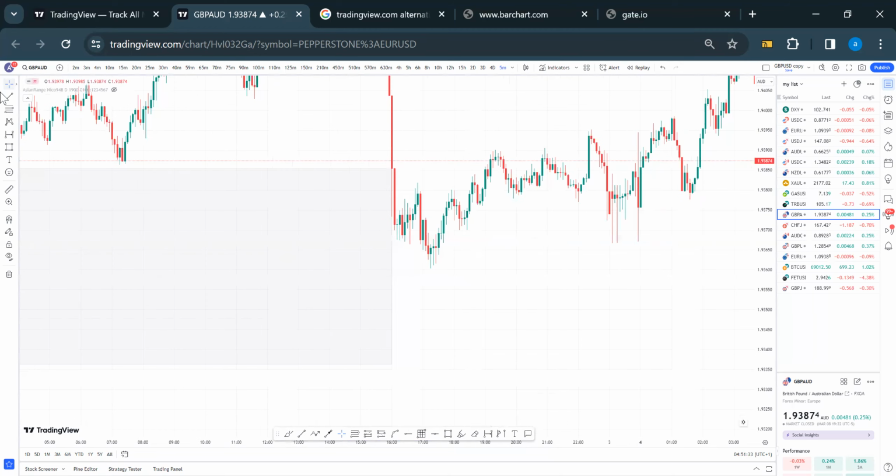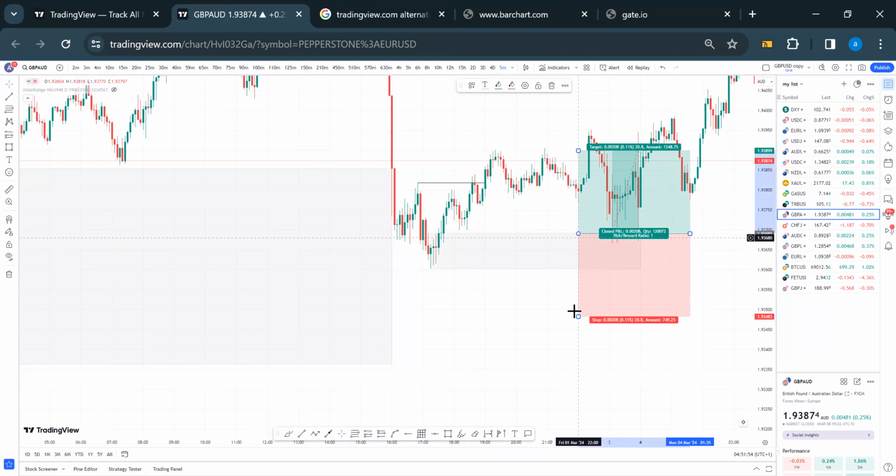And right here we'll be having our change of character, very clear. Then clearly this is going to be the demand zone. Okay, this is clear enough, very clear. And we have our entry right here.